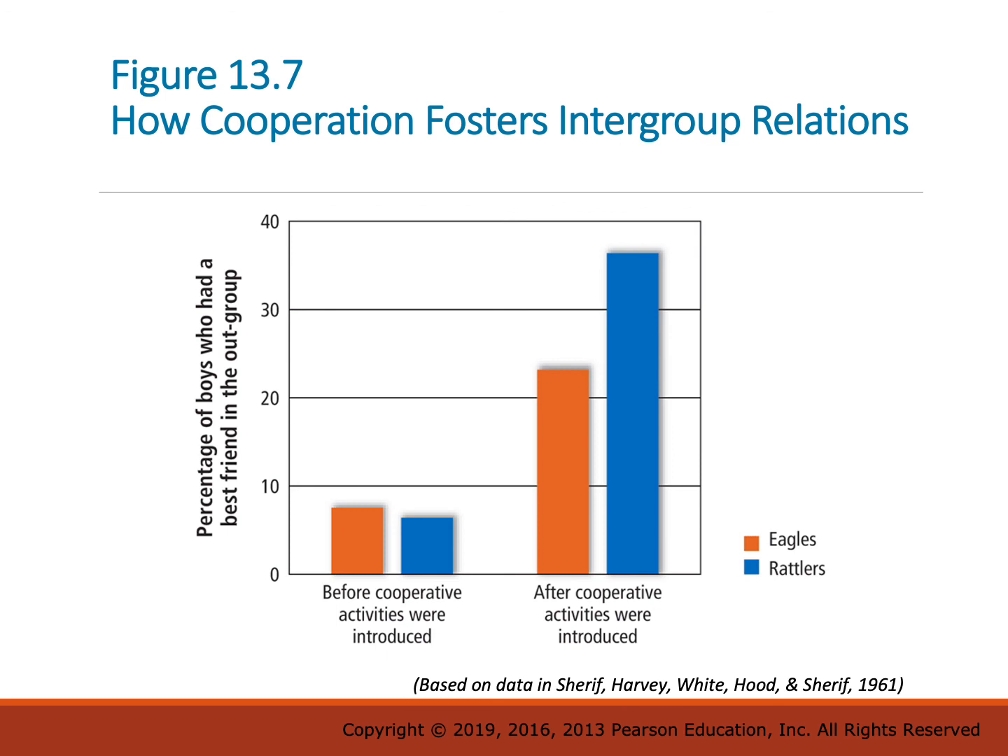So you'll see the first two bars, this was before cooperative activities were introduced. Almost none of them, or a very small percentage of them, had best friends in the outgroup. But then after the cooperative activities were introduced, a bunch more of them had best friends in the outgroups, right? So again, this is where cooperation fostered the intergroup relations, okay?